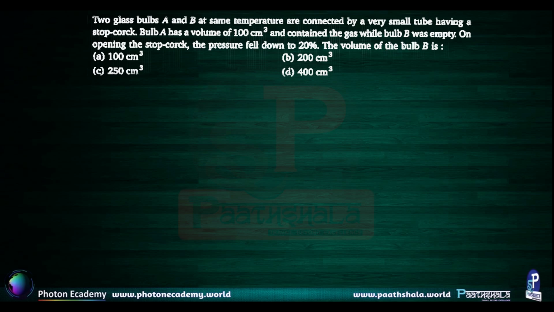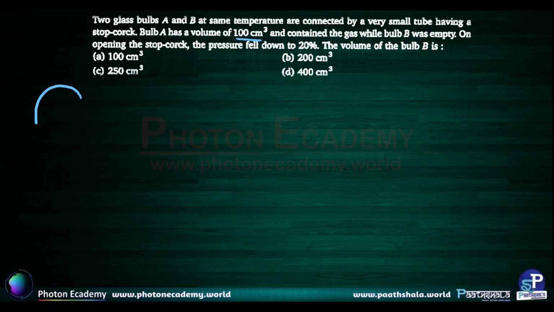Two glass bulbs A and B at the same temperature are connected by a very small tube having a stopcock. Bulb A has a volume of 100 centimeter cube and contained the gas, while bulb B was empty. On opening the stopcock, the pressure fell down to 20%. Volume of bulb B is?